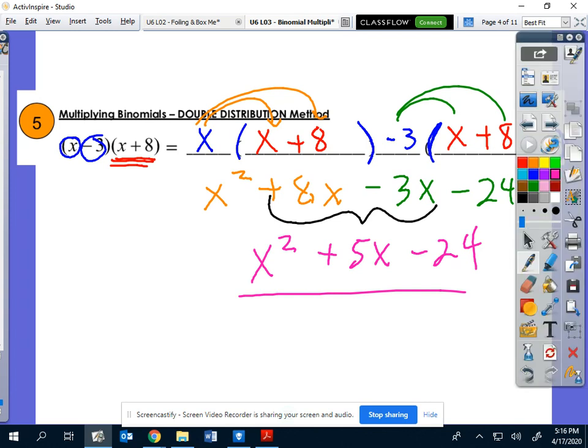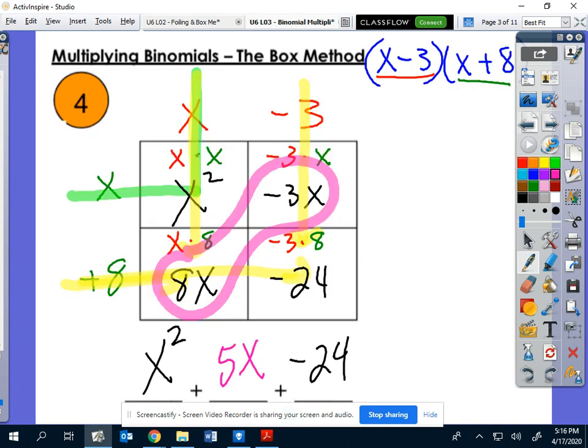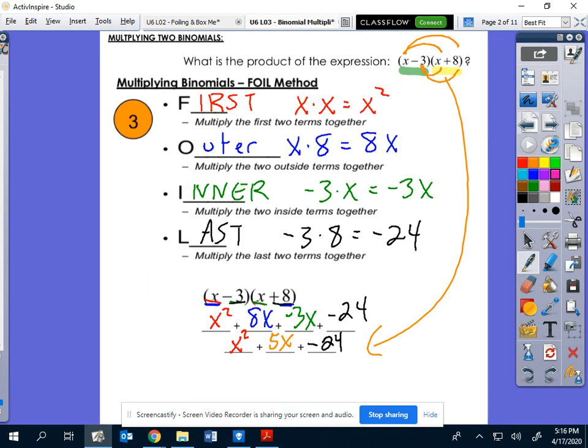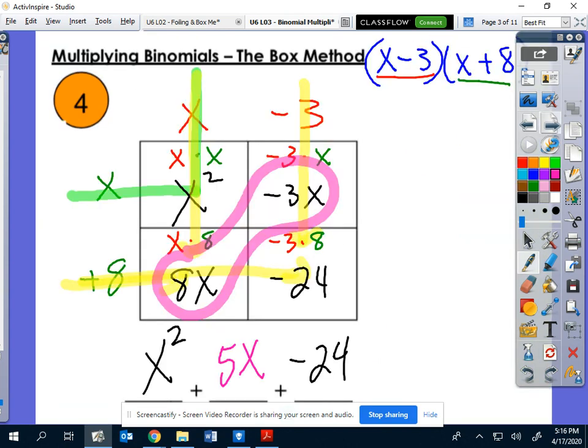Okay, so again, double distribution: you split the x and the negative 3, then you keep the x plus 8 twice. Distribute, combine. Box method: you line up rows and columns, multiply every column times every row, combine like terms. And then FOIL: first, outer, inner, last, combine like terms as necessary.